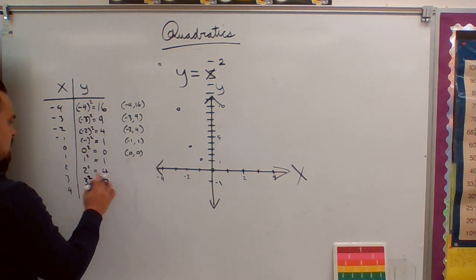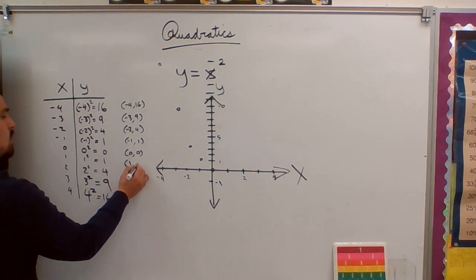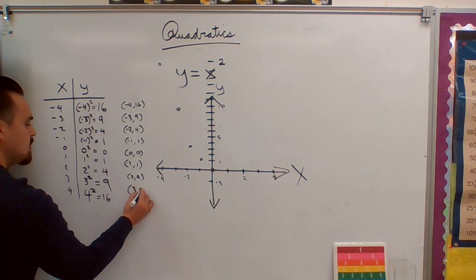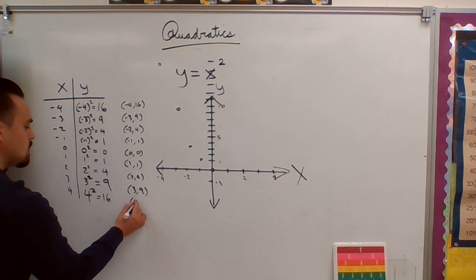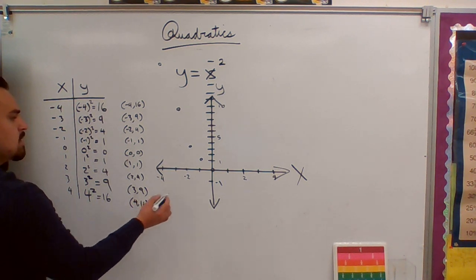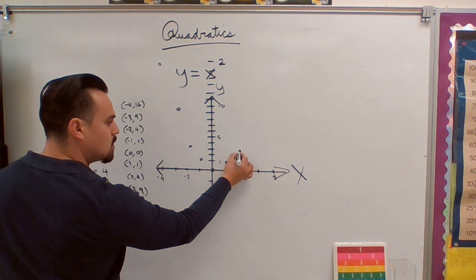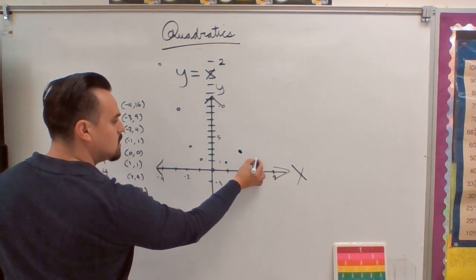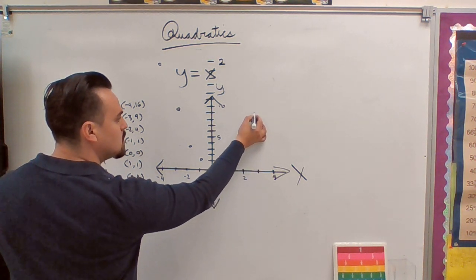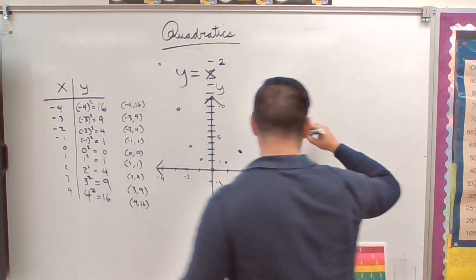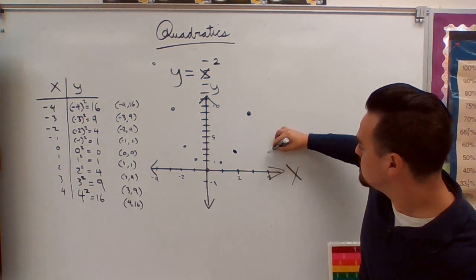Let's just write these out real quick. 1, 1, 2, 4, 3, 9, and 4, 16. All right, 1, 1, 2, 4, 3, 9, 4, 16.